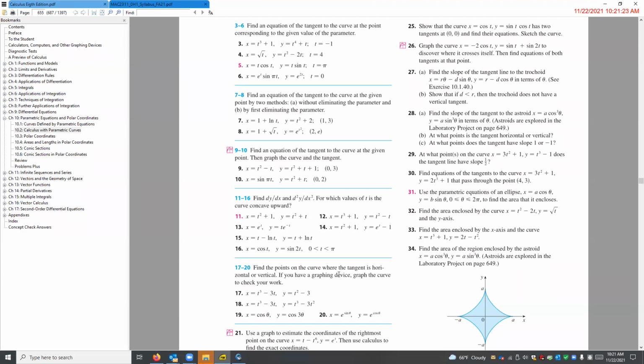Write this down. At what points x comma y is the tangent horizontal, or vertical? And then we'll use x of t equals t cubed minus 3t, and y of t equals t squared minus 3.